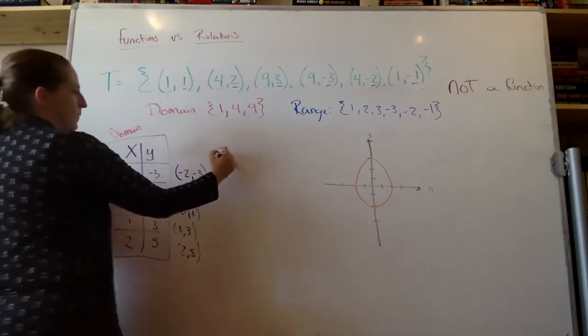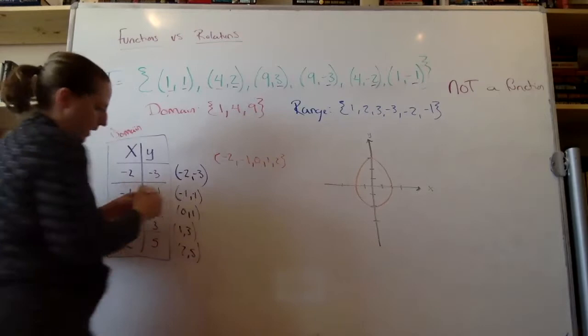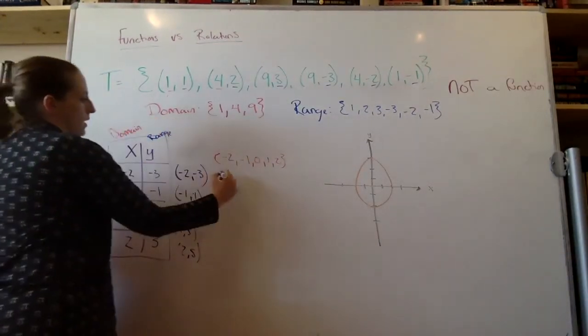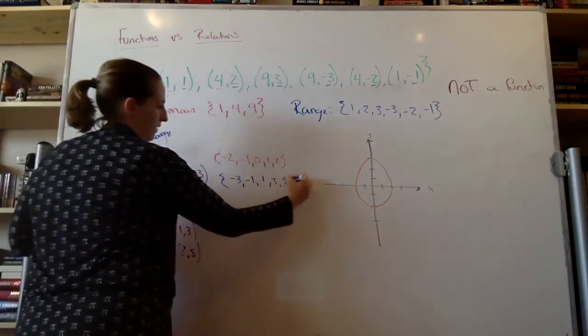And our domain will be all of our x values, so it's pretty easy to pick up our domain here. It'll be -2, -1, 0, 1, 2. Our range will be all of our y values. So that will be -3, -1, 1, 3, and 5.